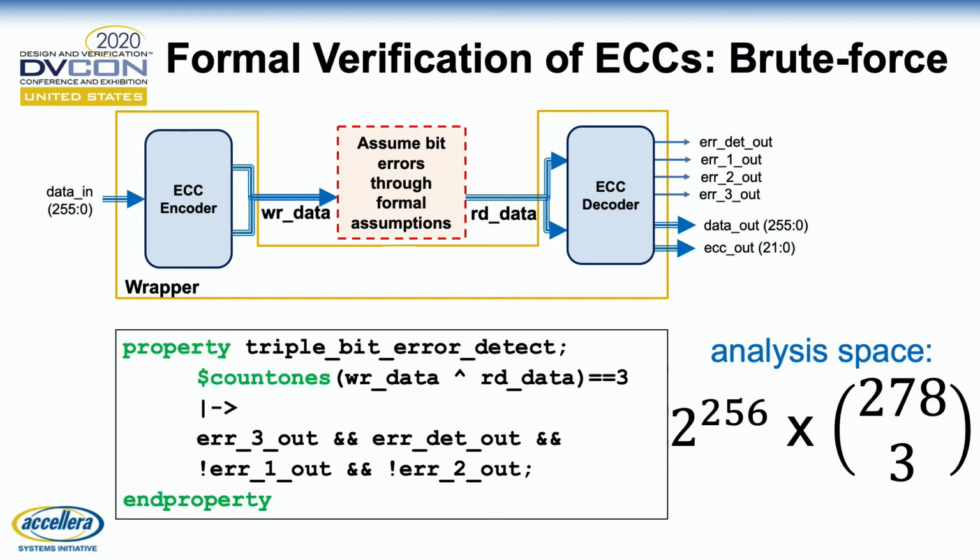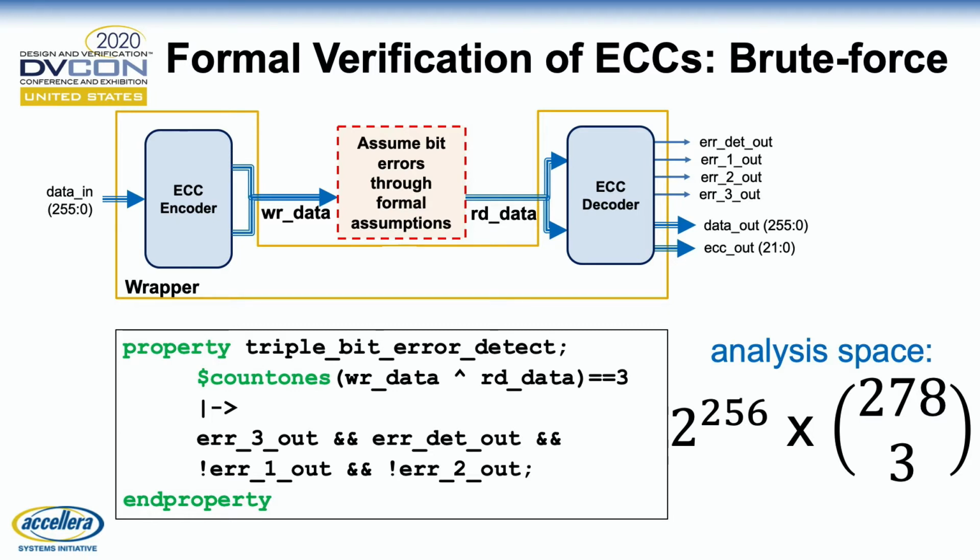In addition, we say that there are 3-bit errors between the write data and the read data. So that gives us this many error combinations, that is, all 3-bit error combinations in a vector of 278 bits. These are multiplied and the resulting number is the analysis space that the formal tool has to check. This is a very, very big number, and practically speaking this is not a reasonable complexity for a formal tool to solve.